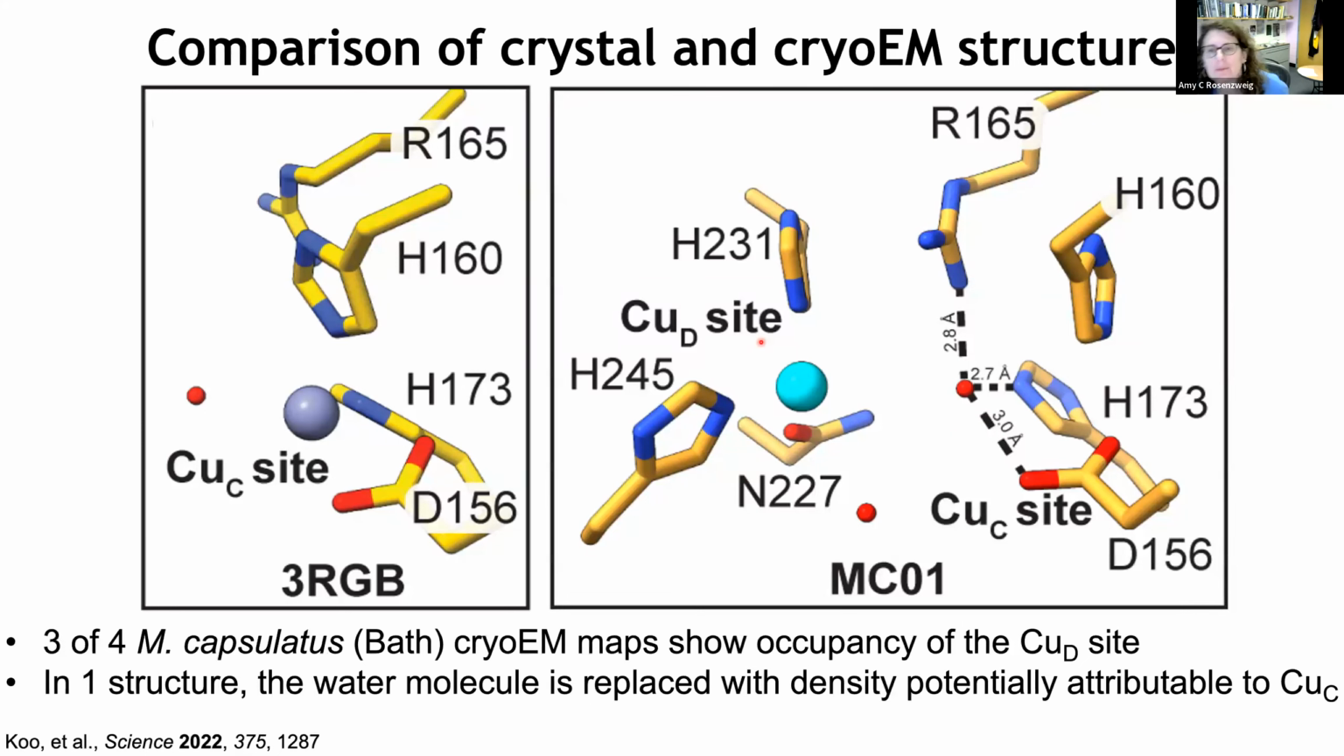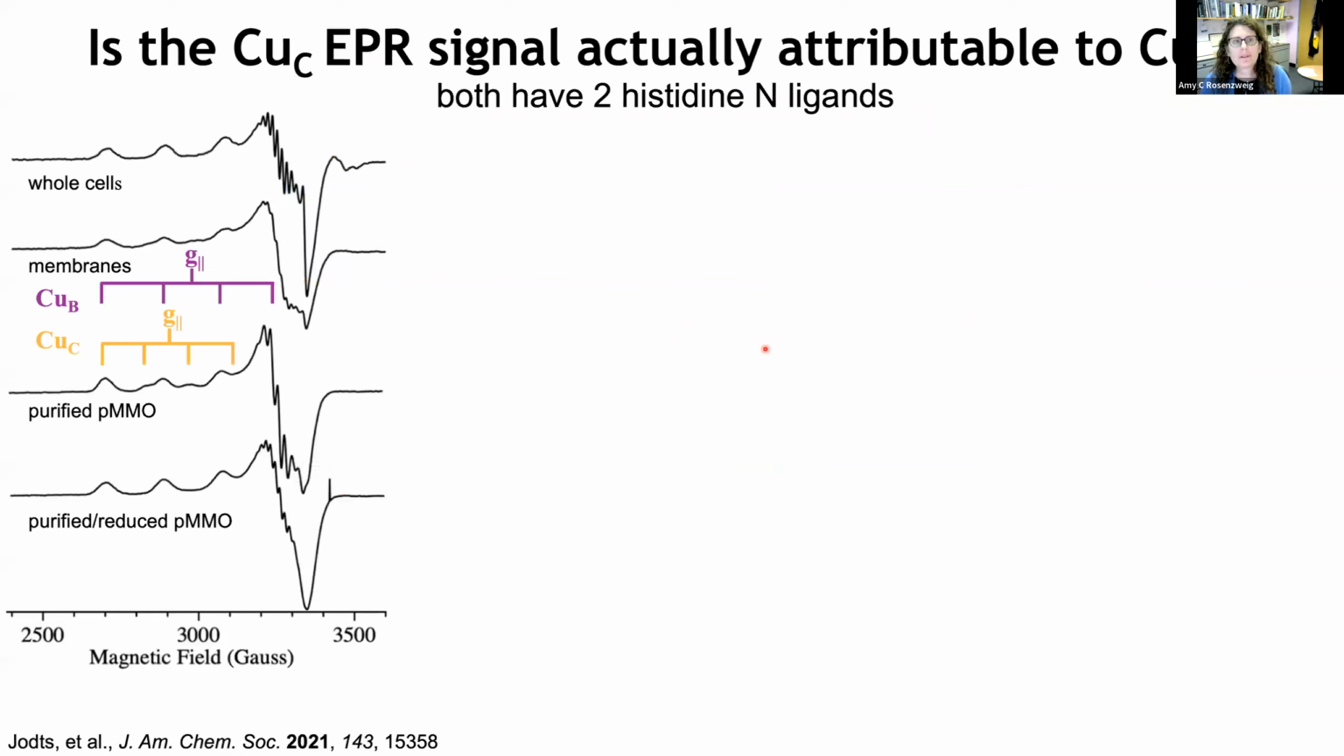Okay, so this raised a lot of questions, of course. One question was, is the copper C EPR signal actually attributable to copper D? So I showed you this before, and I said once we get the protein out of the cells, we get this second EPR signal, which we attributed to that copper C site. And indeed, we had data suggesting it was the copper C site.